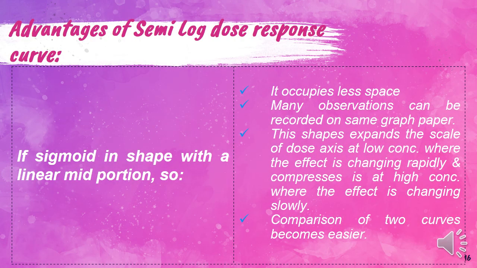So let's see the advantages of the semi-log dose response curve. It is sigmoid in shape with no linear mid portion, so it occupies less space. Many observations can be recorded on the same graph paper. This shape expands the scale of the dose axis at low concentration, where the effect is changing rapidly, and compresses it at high concentration, where the effect is changing slowly. Comparison of two curves becomes easier. If we are comparing two or more drugs, we can compare them on the same graph paper.